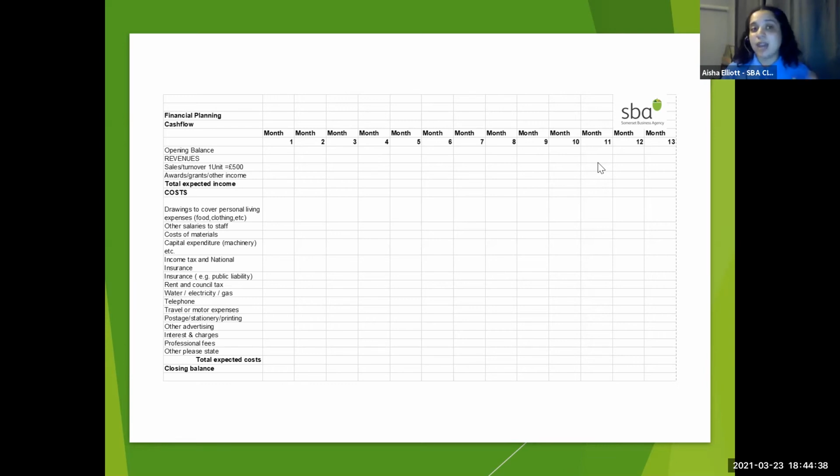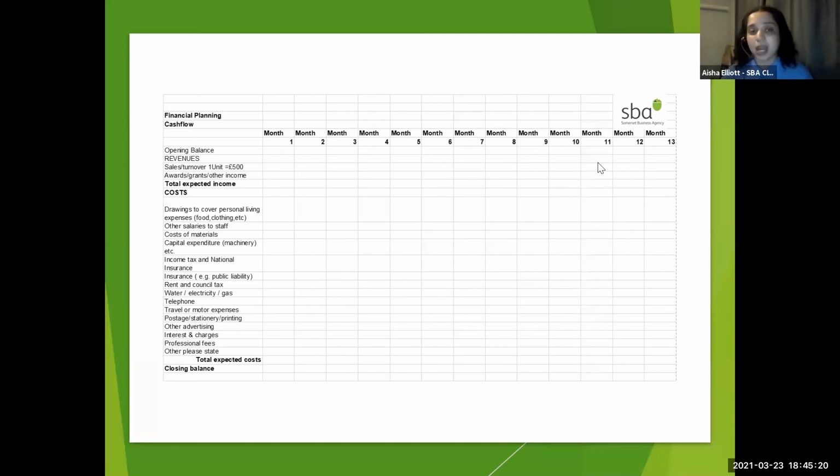Beneath that, we have revenue. So this is the amount of money that you've made during that month from selling your product or service. In the box below that, we have sales and turnover in units. So for example, if I have revenue of £100, and I know that I have sold 10 items at £10, I will then know that it's 10 units that make up that £100.